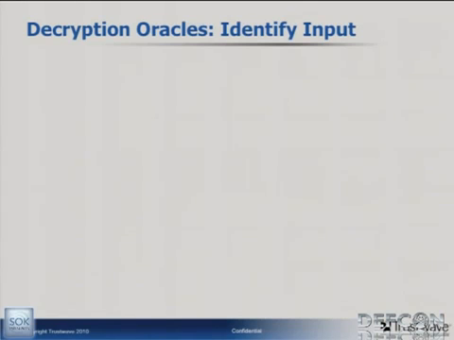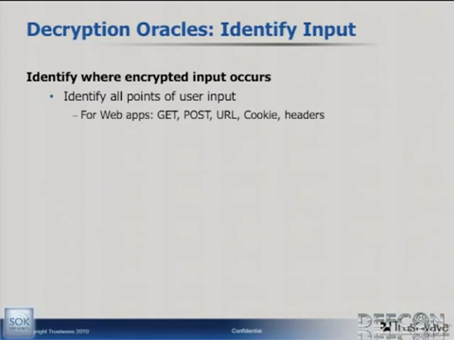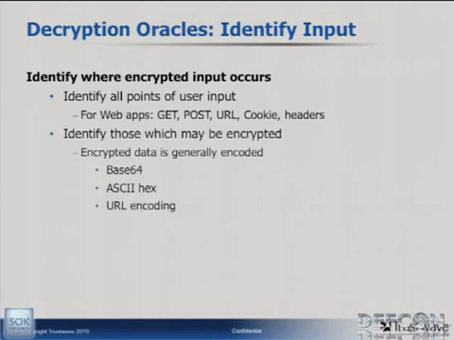So first thing you're going to want to do is to try to identify input. Now, when we're trying to identify oracles, it's easier for us to identify encrypted data. It's a lot easier to find than data that's going to be encrypted, because how can we tell? So when we're looking for decryption oracles, we're going to look for ciphertext being passed in as some sort of input. So you're going to want to look for all points of user input: GET, POST, URL, anything in the cookie, field, or in HTTP headers, which is a little bit rare, but can happen. And then identify those which might be encrypted.